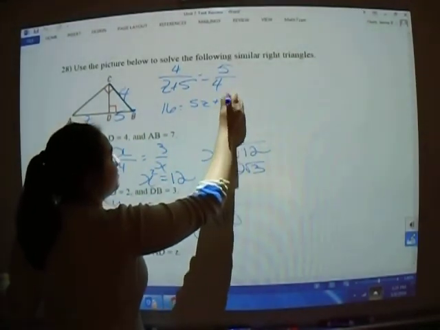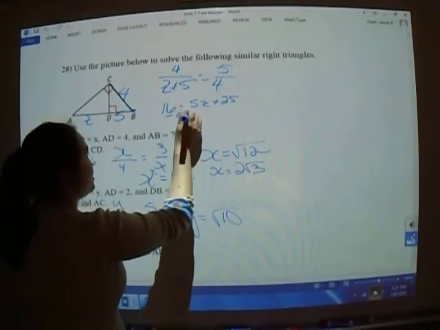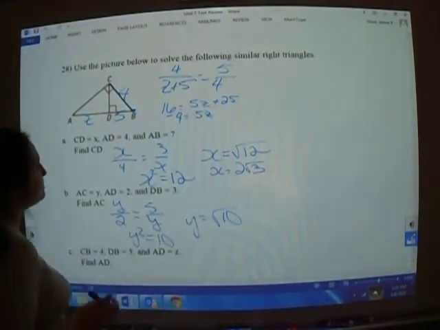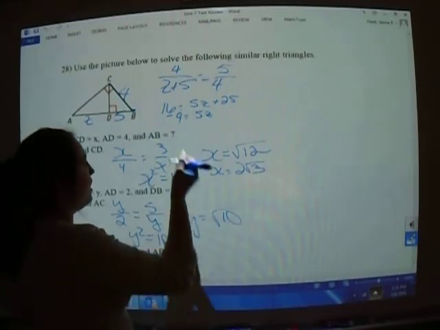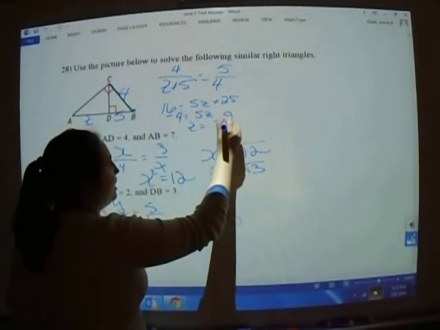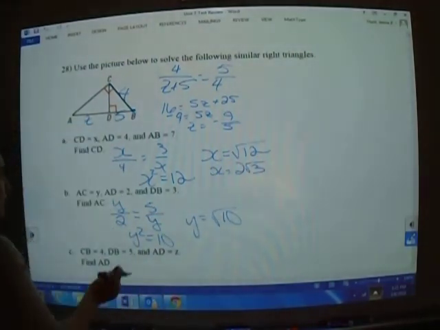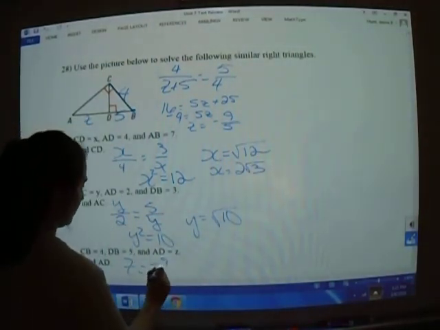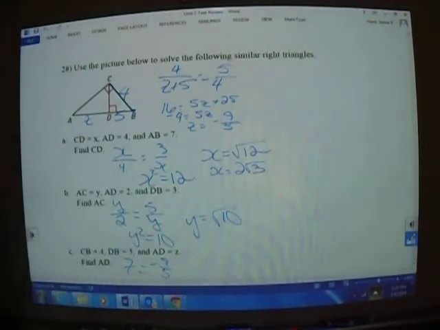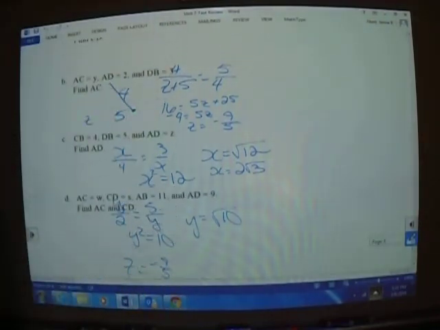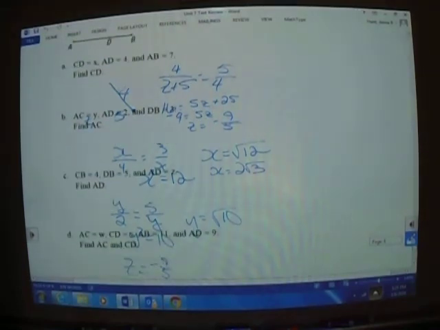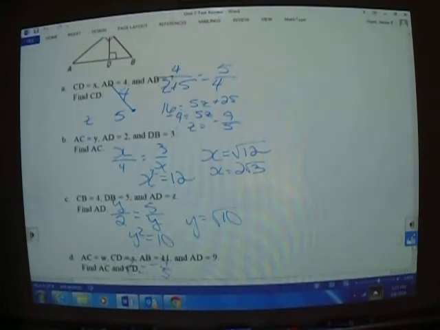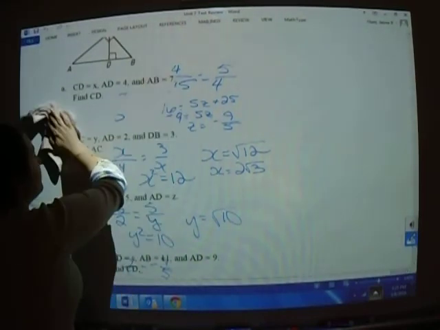We multiply that out. 16 equals 5Z plus 25, which we end up with negative 9 equals 5Z. So this is incorrect. It should not be a negative number. Sorry about that, guys. Oh well, happens. But Z ends up being negative 9 over 5. Z equals negative 9 over 5. The last one. Yeah, I think that's the best I'm going to get it. That's fine.